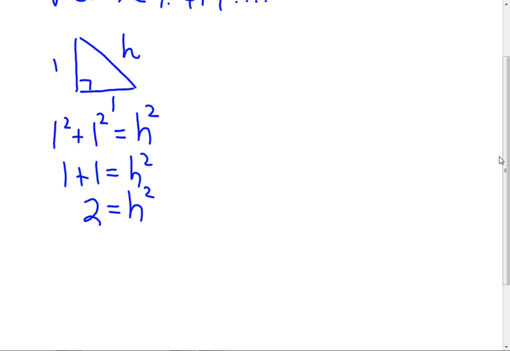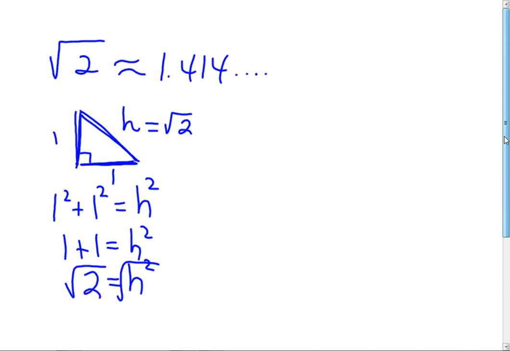Joe, put your feet on the floor, please. So we're going to square root both sides, and so h is equal to the square root of 2. So if I actually measure a segment of length 1, and this segment's length 1, this is exactly equal to the square root of 2. And that's how you draw an irrational number. You don't have to take notes on that. That's just a point of interest.